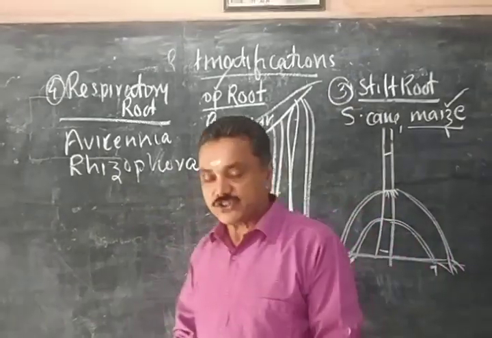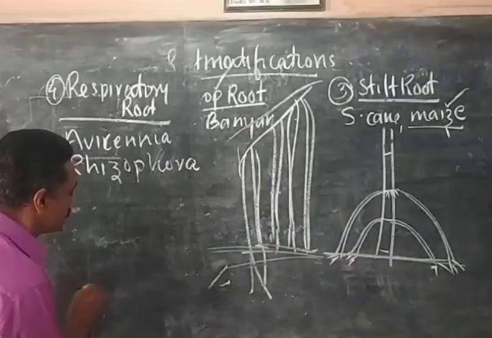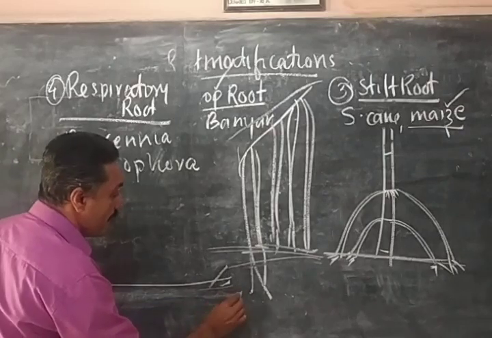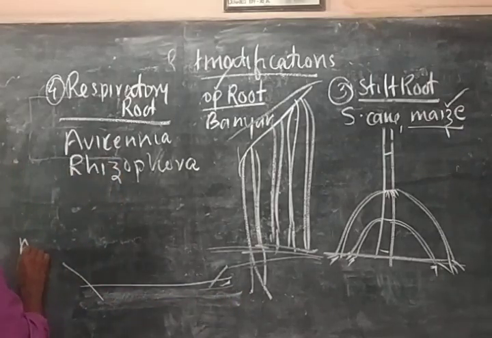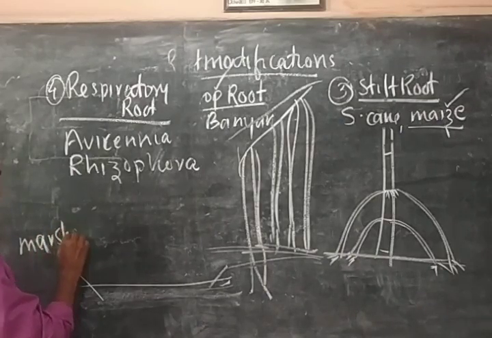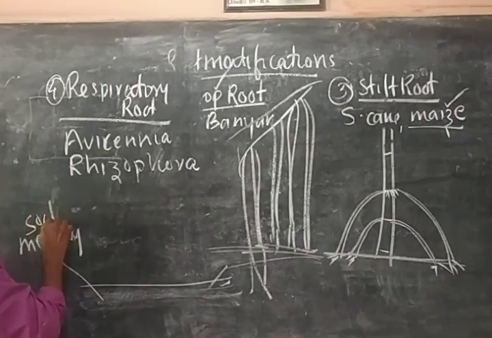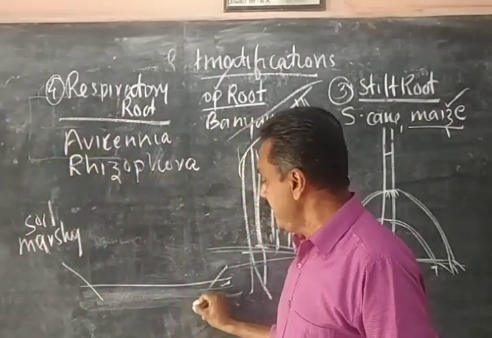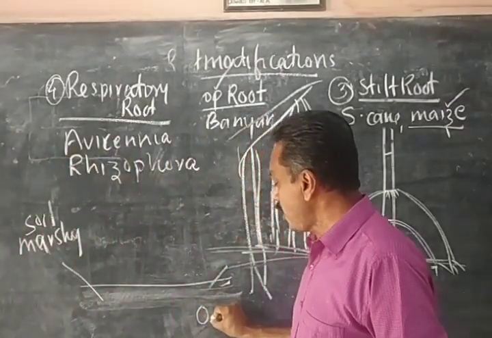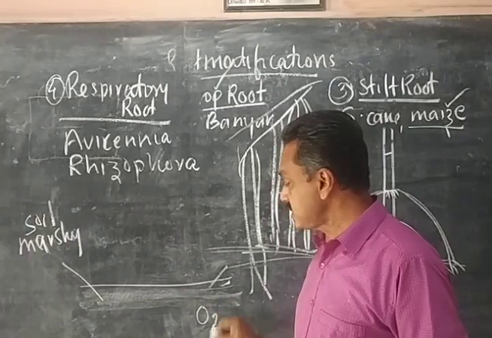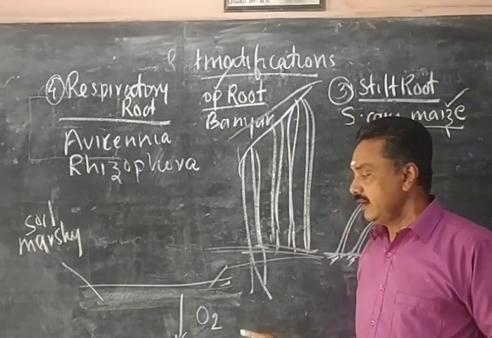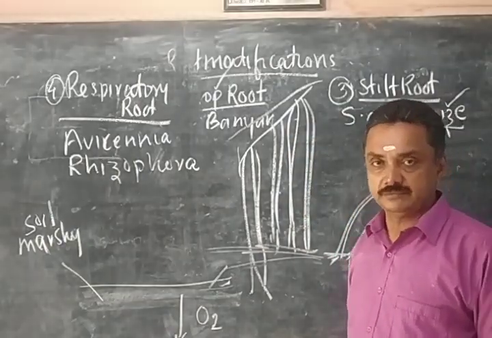In these plants, the soil is muddy, marshy soil. When soil is marshy, it contains less oxygen. The amount of oxygen in the soil is comparatively less. The soil does not contain much oxygen.